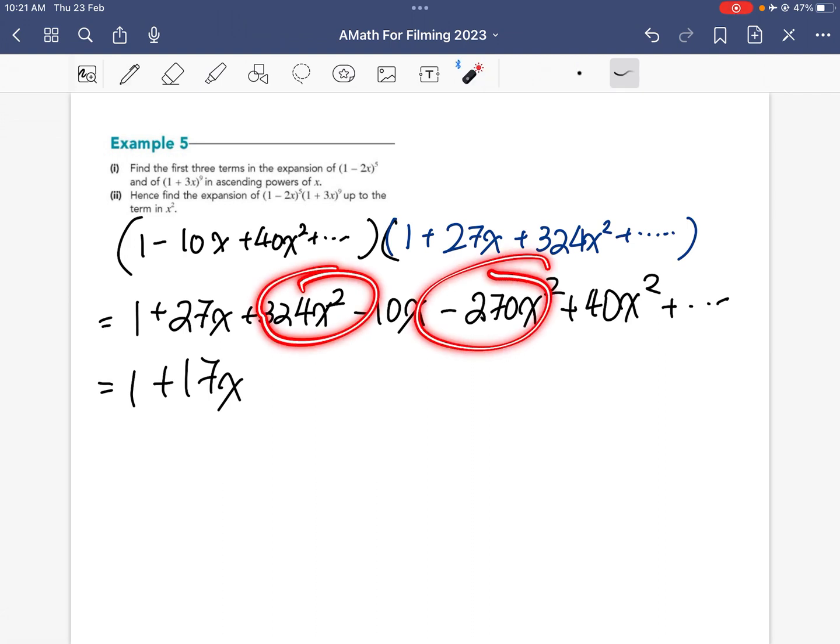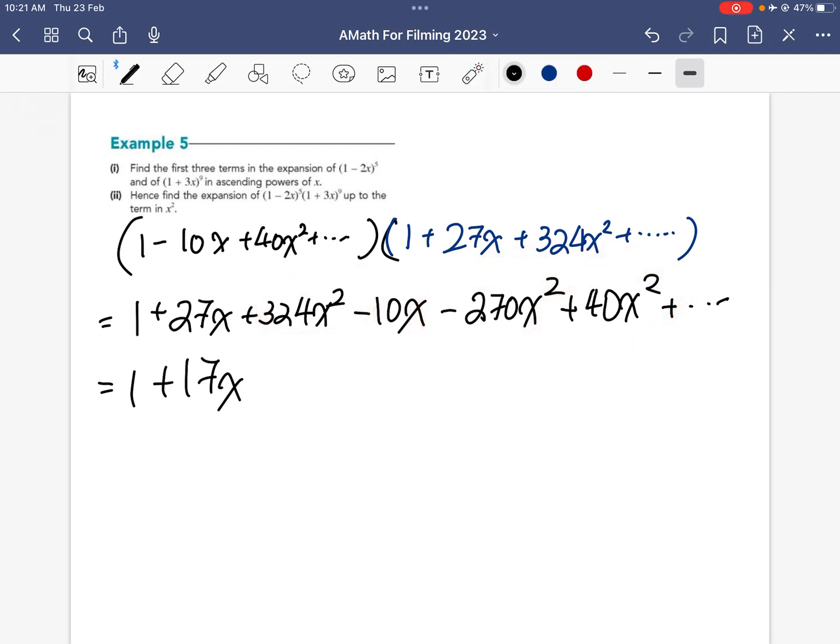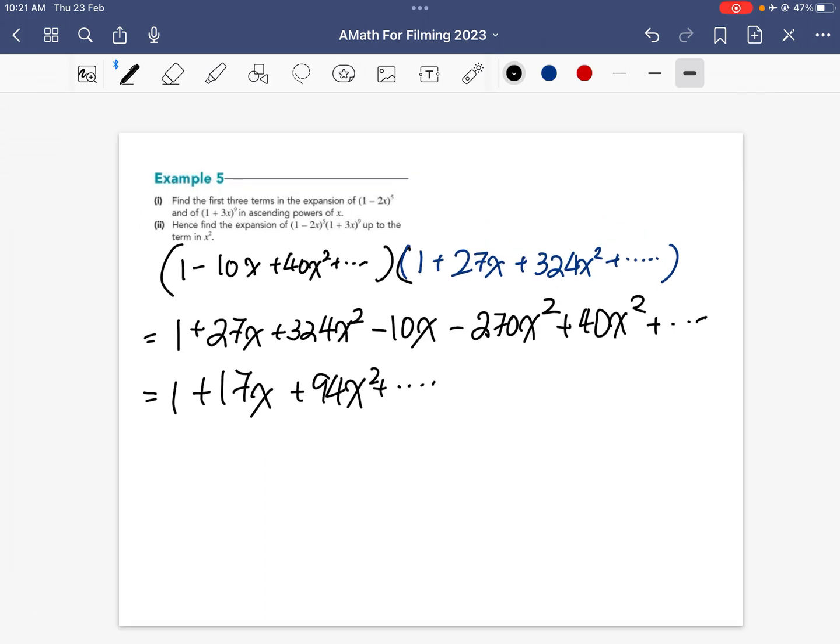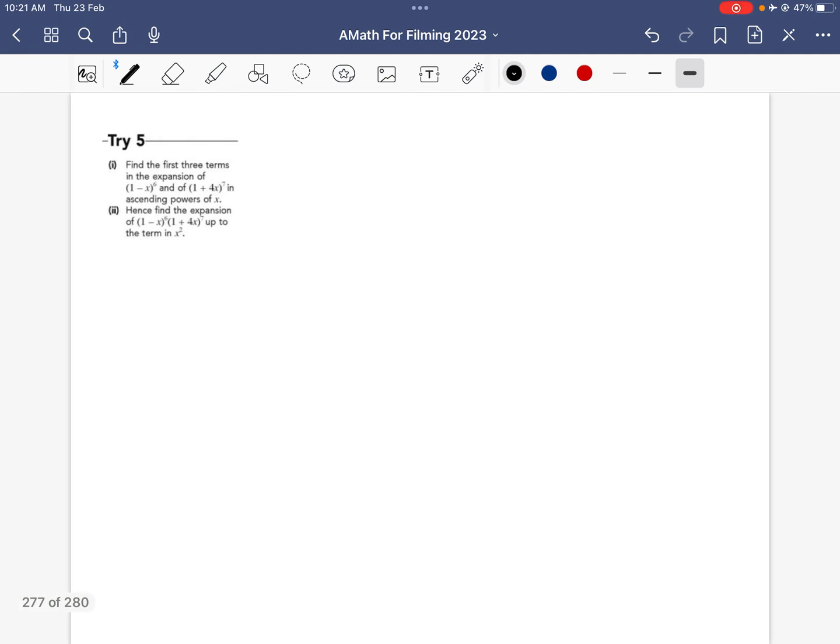Then 3 to 4x squared minus 270x squared plus 40x squared. Use calculator, I will get 94x squared. And that is that for example 5. Okay, now I invite you to try 5 now.